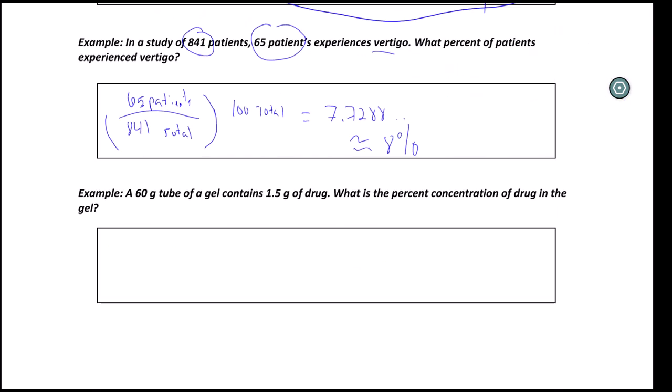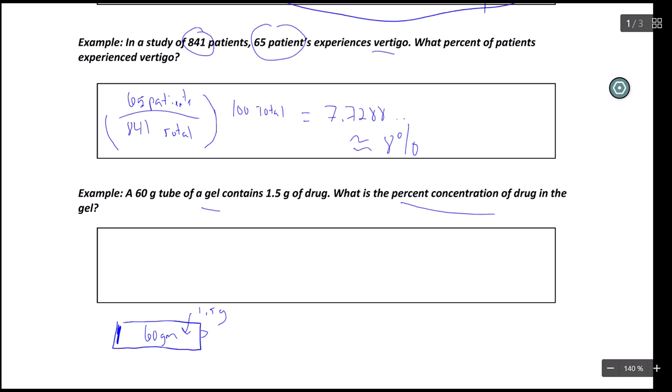All right, here's another example with when you're making products, or if you see products in the pharmacy that are dispensed. This is a gel. So if you have a gel, you've got a tube of that gel. So I'm going to draw a really bad picture of a tube. All right, here's a tube of a gel. And this tube is 60 grams. That's how much it is. And inside of that 60 grams of gel, it's got inside of it 1.5 grams of drug.